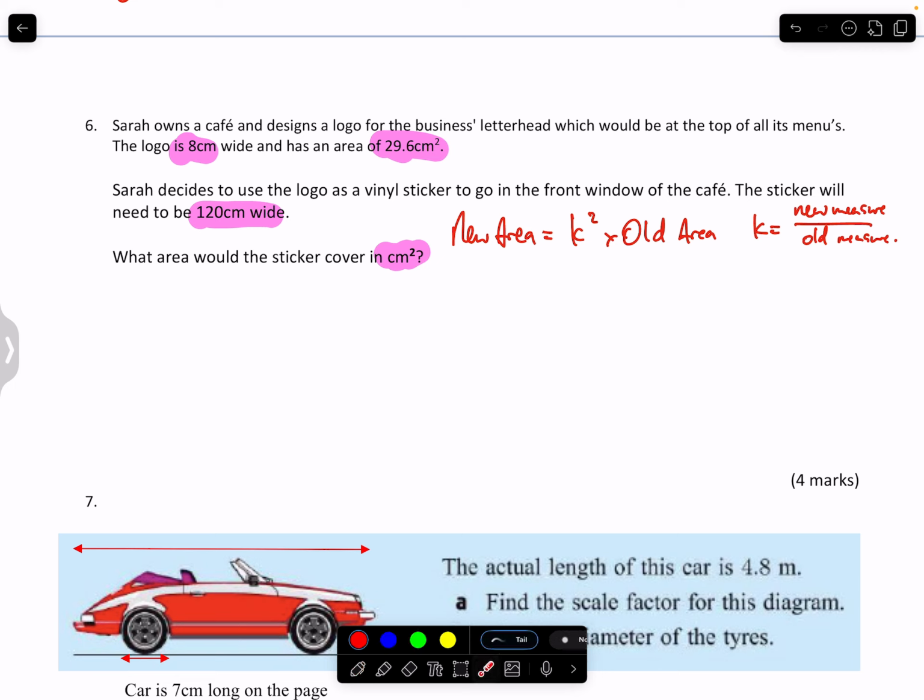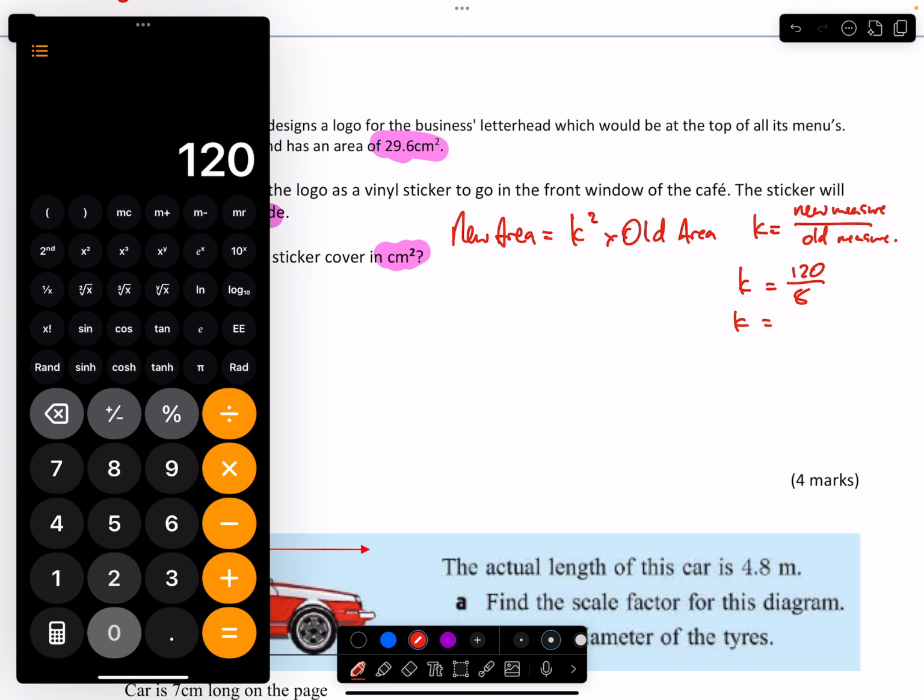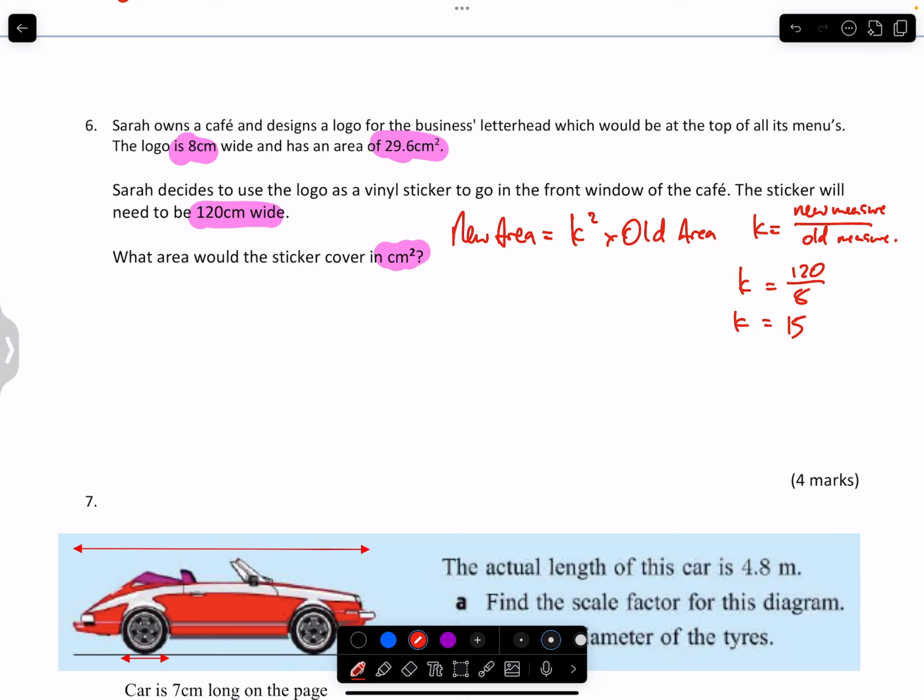So what we know here is the new measure and the old measure. So K is going to be 120 over 8. 120 divided by 8, K is 15. The scale factor of this enlargement from the little logo to the giant sticker is 15. And now we can find the new area.